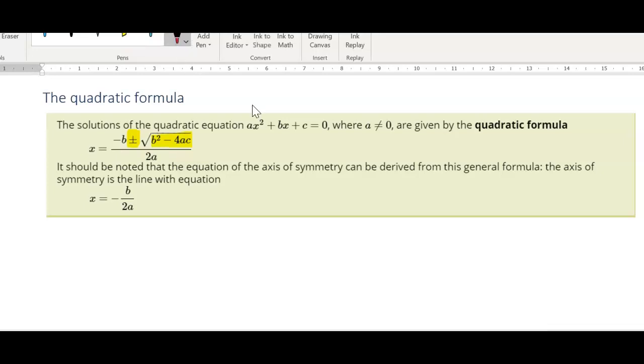If I draw my very wonky axes there, let's say I've got a parabola and I've got my x-intercepts here and here. Your turning point is directly halfway. So you can find that turning point. You can do negative b over 2a like we said before, or you can just add your two values together and divide it by 2. So you can just remember that the x coordinate of the turning point is halfway between your x-intercepts.